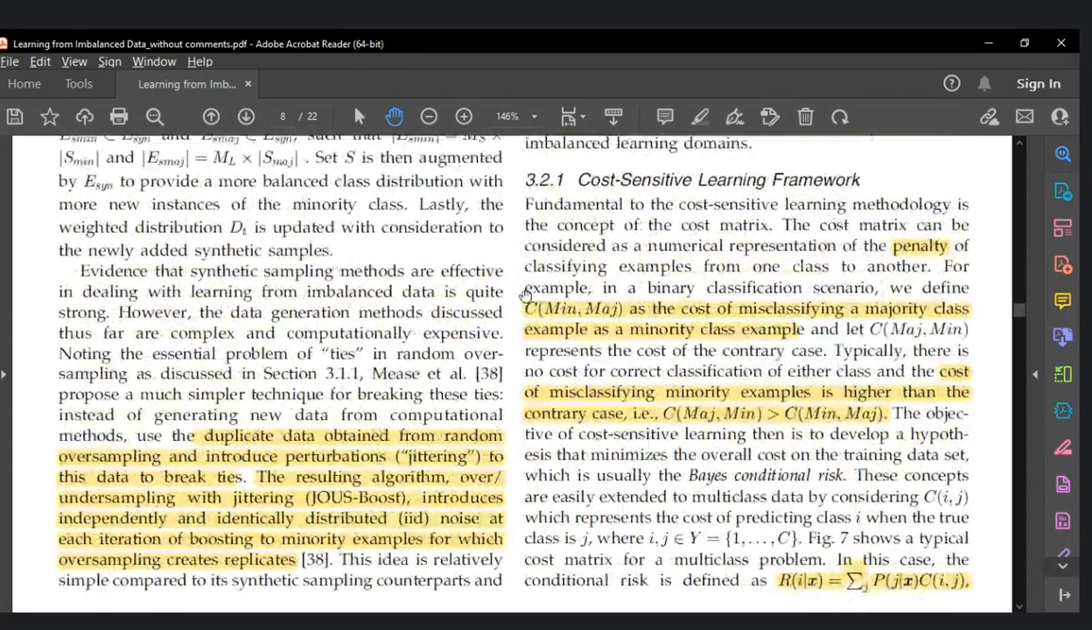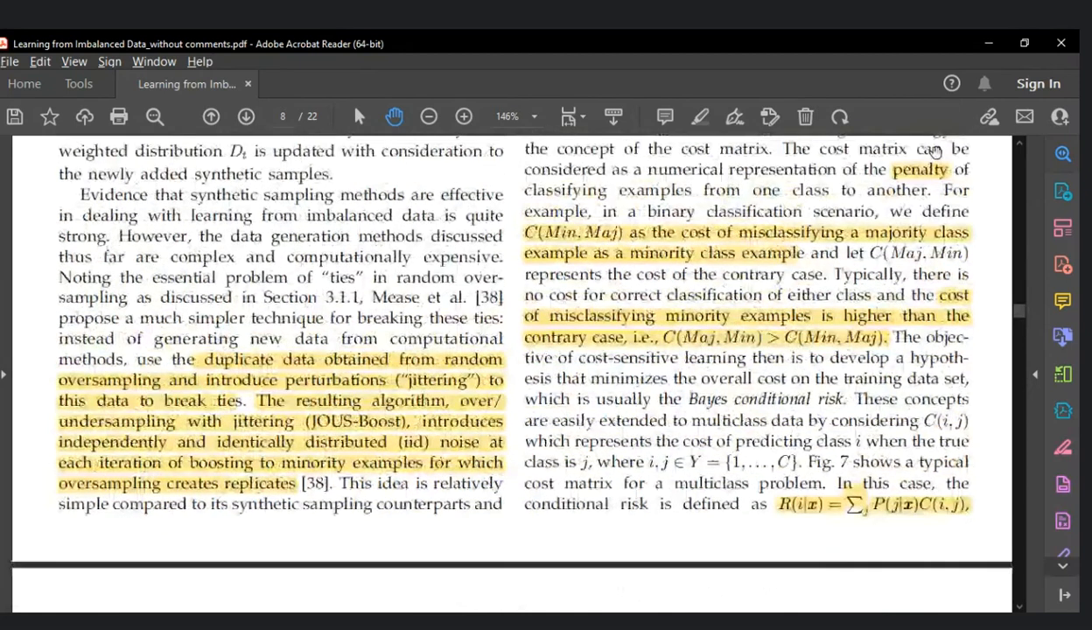Let's look at what this is doing here: the cost-sensitive learning framework. As I was just mentioning, it is putting a penalty on classifying examples from one class as another. I think this is important to understand for this problem. So this C min major is the cost of misclassifying a majority class example as a minority class example. The true class here is the majority class, but it is identified as a minority class. So that's the cost of it.